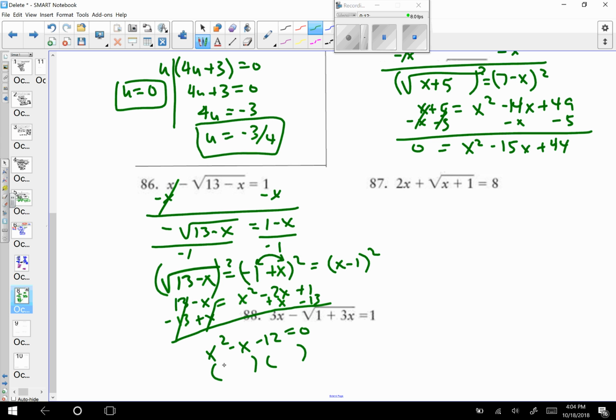This is easily factorable, I think. It's going to multiply to be a negative, so a negative and a positive. The bigger number has to be the negative. That's going to be the two answers that we have. So x is equal to 4 and negative 3. This is exactly the same thing, and so is this. So I'm going to skip those two.